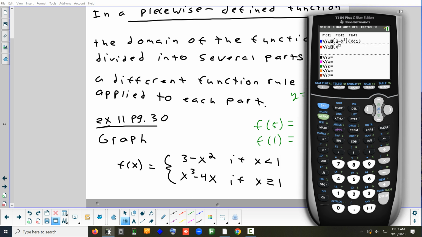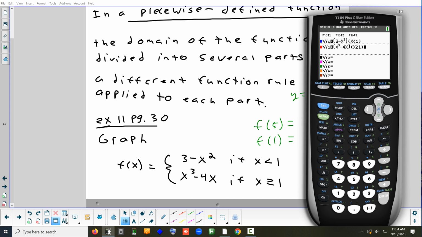So x cubed. Make sure after you type the cube, press the right arrow so you're not typing up in the exponent anymore, because I don't want the minus 4x up in the exponent. I want it just like that. X cubed minus 4x. And again, we need to put the condition in. When x, second math. This time we want option 4. So that's how you type in a piecewise function.